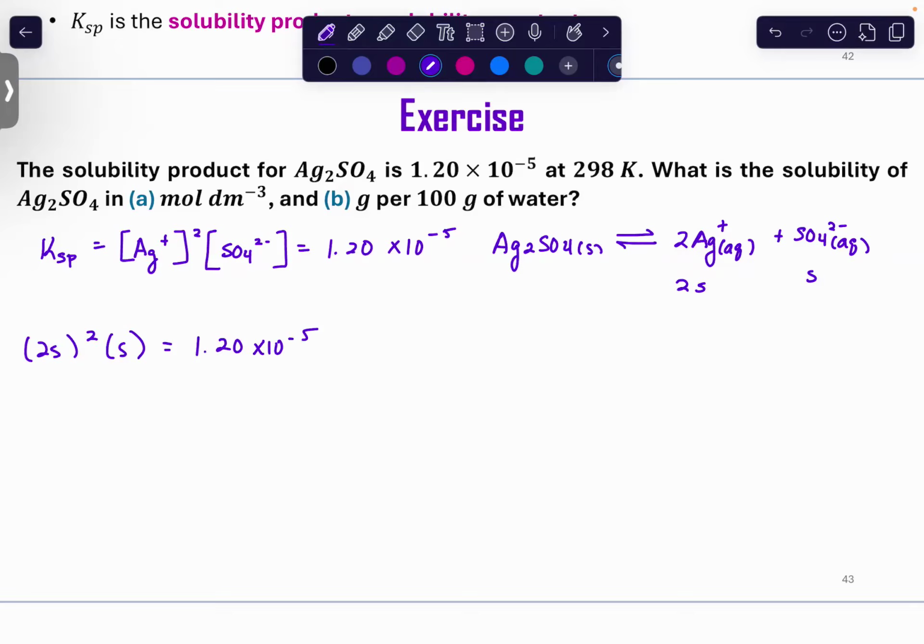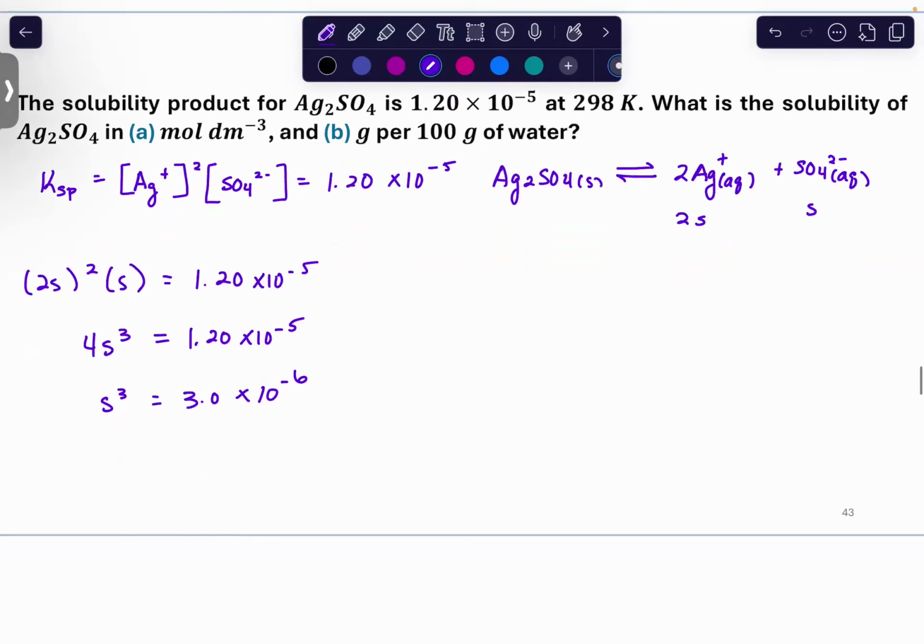1.20 times 10 to the negative 5th, or 4s cubed. Divide through, don't use your calculator. 0.3 times 10 to the negative 5th. Right, okay, 3 times 10 to the negative 6th, actually. So we'll just call it 3 times 10 to the negative 6th. So then we take the cube root.